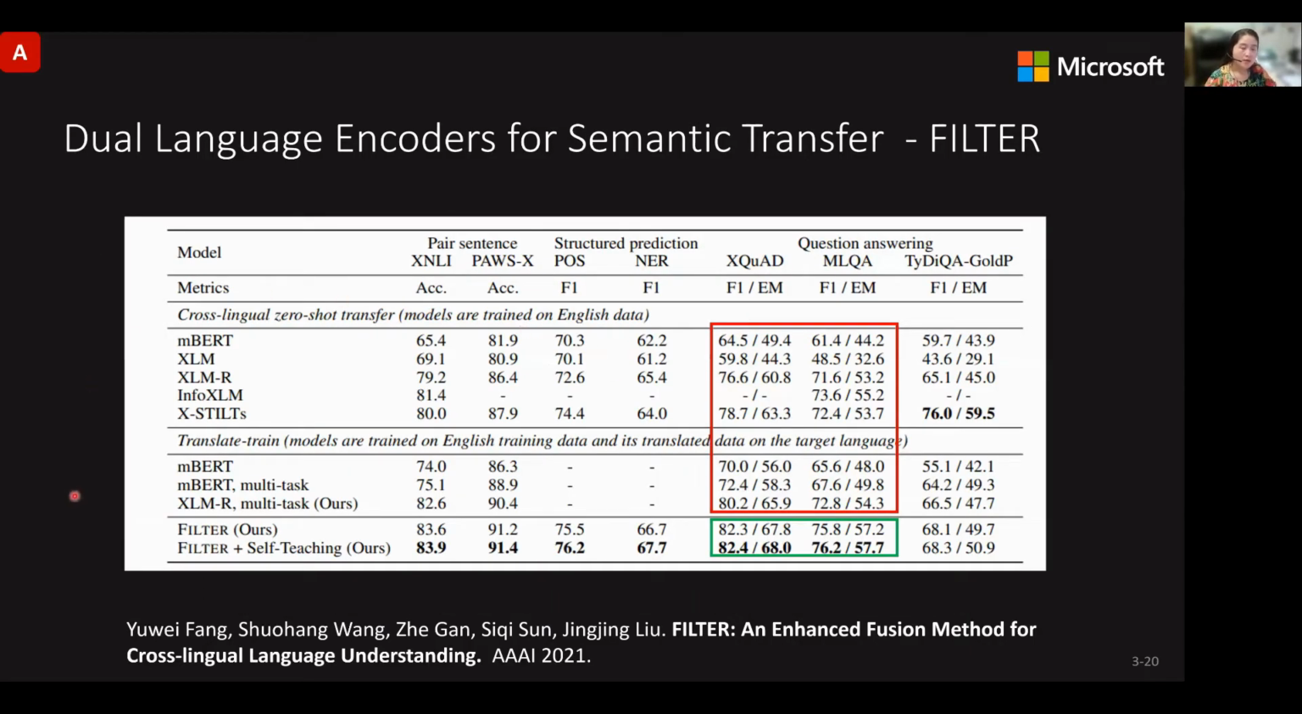From the results, we can see that FILTER achieves the best results on the cross-lingual MRC benchmarks, compared with the multilingual BERT and XLM-R baseline methods, using either zero-shot training or translate-train.